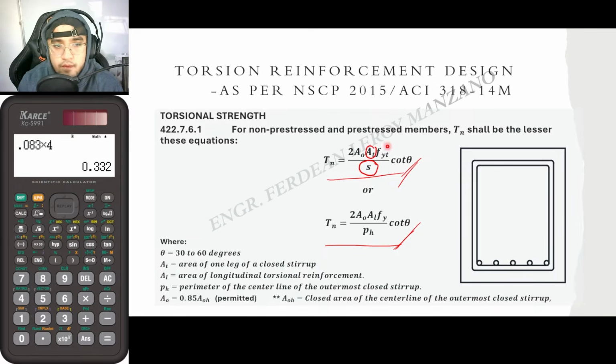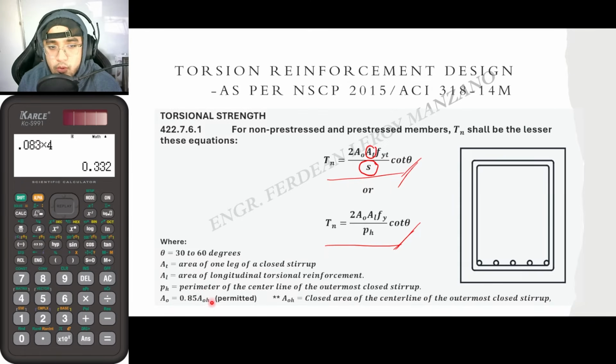Okay, what about FYT? FYT is the yield strength of the transverse bars. And when we say AO, according to NSCP, it is permitted to use AO equal to 85% of AOH. Again, that is permitted. But if you have a more specific solution to solve for AO, then better use that. But once again, according to NSCP, we are permitted to use this value.